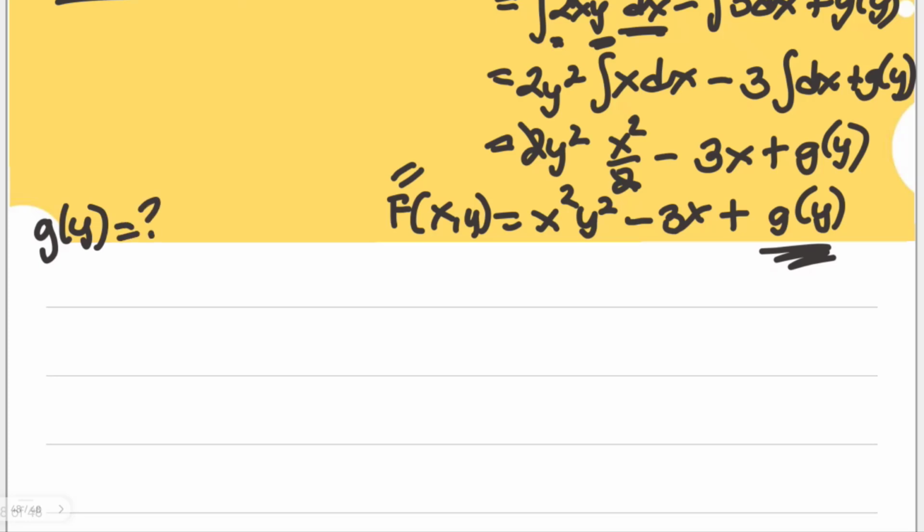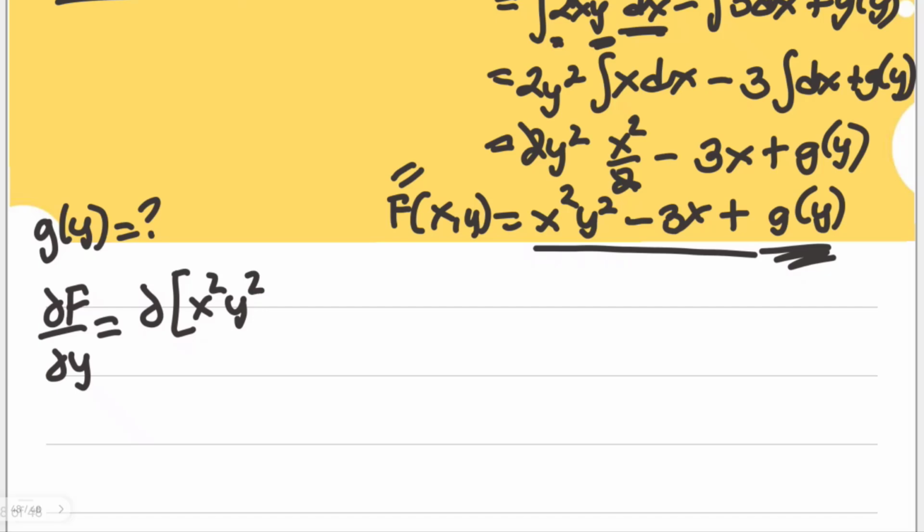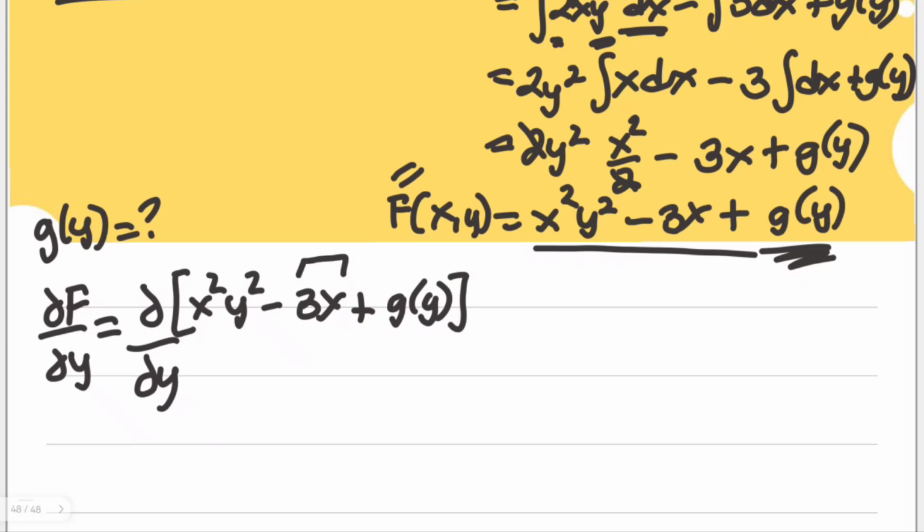We need to use the idea of the partial derivative of f with respect to the independent variable y. So that would mean the partial derivative of x squared y squared minus 3x plus g of y, the entire function, with respect to y. If we have y as our independent variable, that would mean x here will be treated as a constant, together with 3, and x squared here will not be integrated, but will be left as a constant.